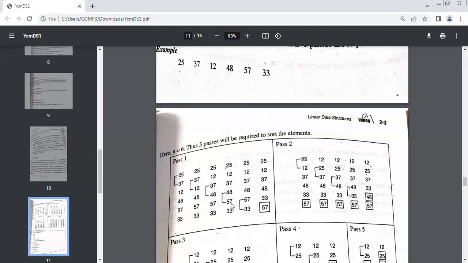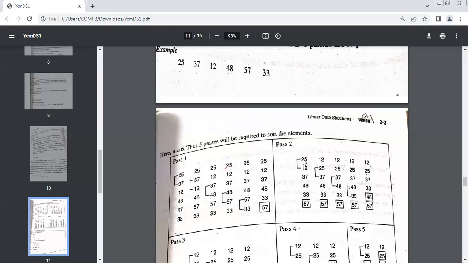Now again 57 is compared with 33, so there is a swapping because 57 is greater than 33, so we need to swap these two numbers in next iteration. So here we write 25, 12, 37, 48, 33 and 57. So in first pass we got the highest element. Okay, now next we perform the second pass.